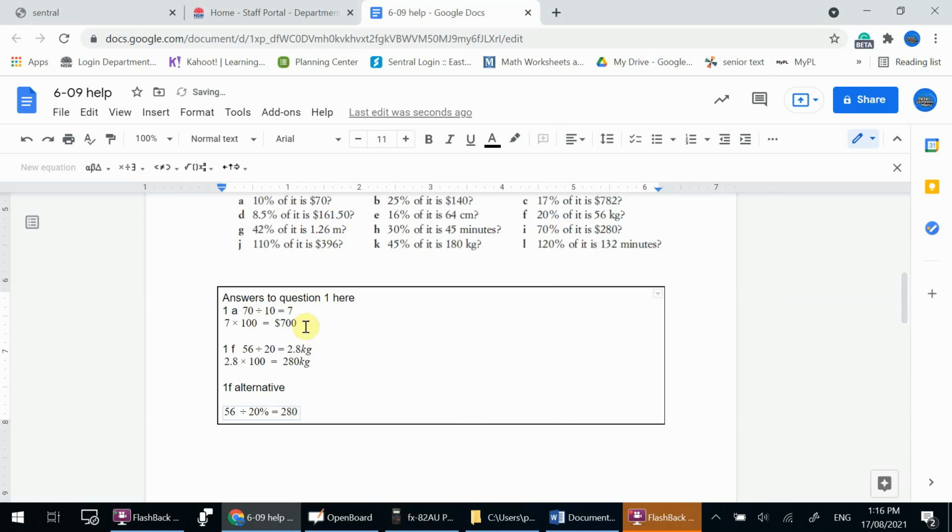So the unitary method gets you there in 2 steps. This way gets you there in 1. Same, should be kilos, kgs. There we are. So take your pick, as long as you show me which method you're using to get the answer. Unitary method, find what 1% is and then multiply that answer by 100. This way you're getting it in one step. So there's that one.